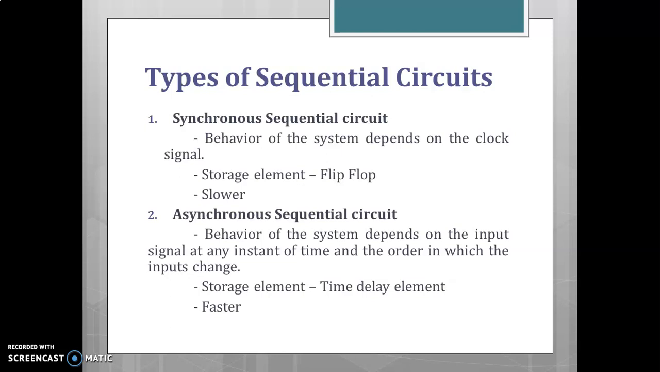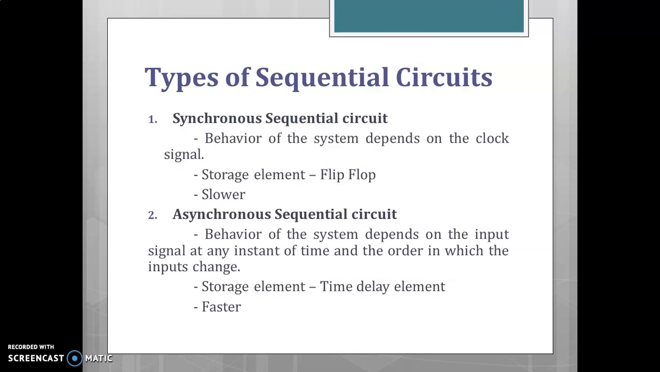So finally, coming to the types of sequential circuits, there are two types: synchronous sequential circuit and asynchronous sequential circuit. In the synchronous sequential circuit, the system behavior is mainly dependent on the clock signal. Here, the storage element is the flip-flop. Since the circuit operation depends on the clock, the circuit is slower.